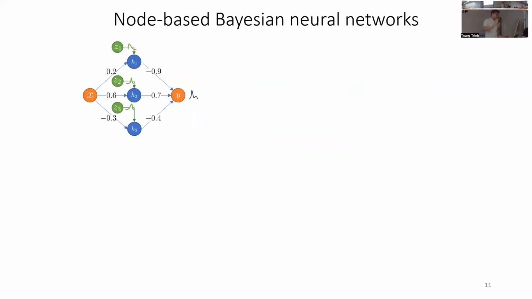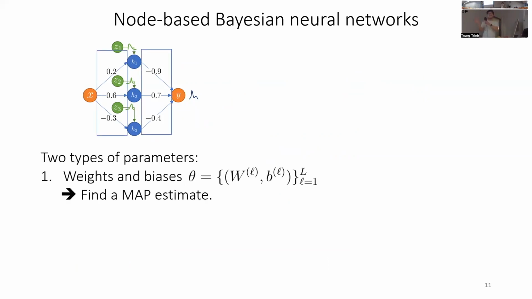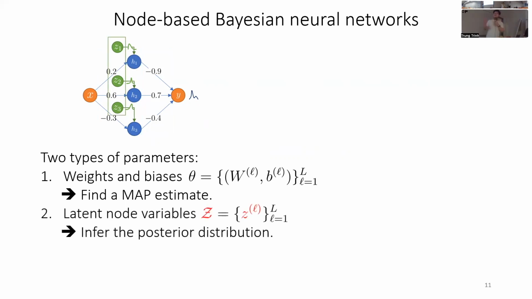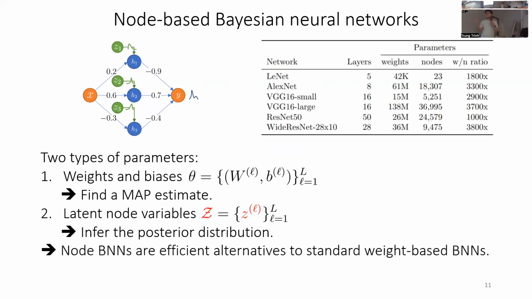In this node BNN model, there are two types of parameters. The first are the weights and biases, for which we find the MAP estimate. The second are the latent node variables, for which we infer the posterior distribution. The original motivation of this model is that it is more efficient than the weight-based BNN, because if we look at this table, the number of weights is much higher than the number of nodes in a typical neural network. So we substantially decrease the size of the posterior to be inferred, which simplifies our inference problem.